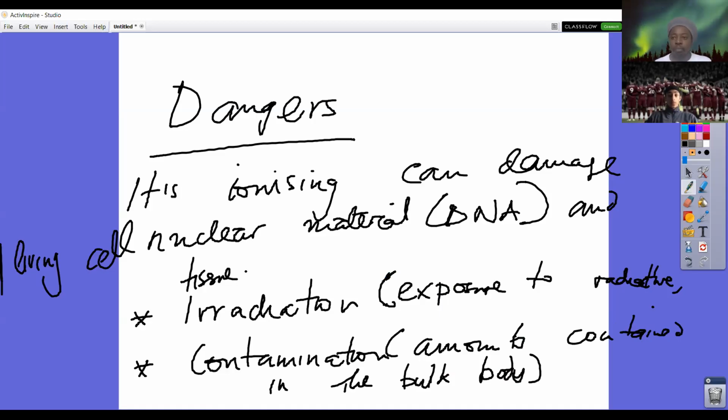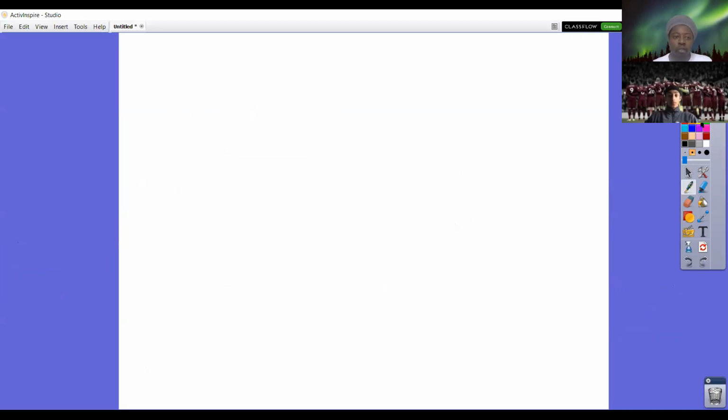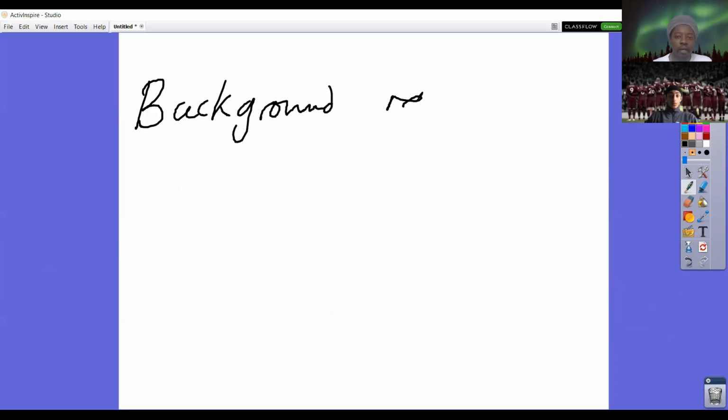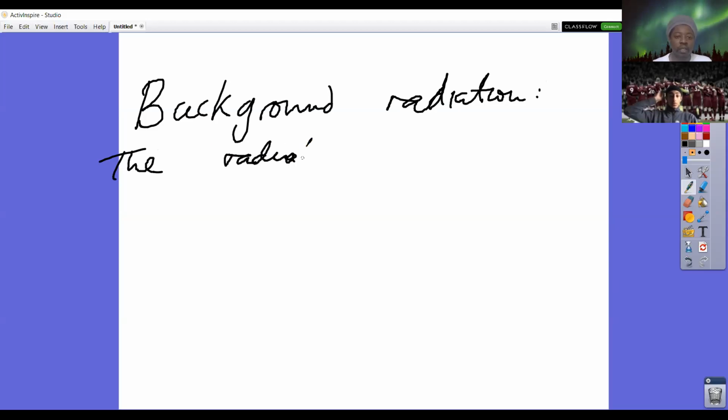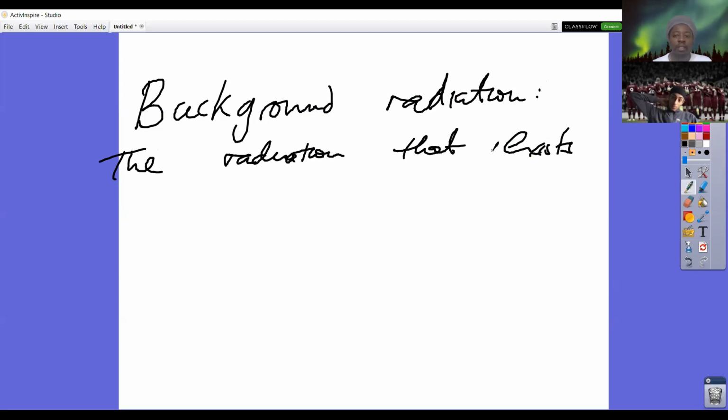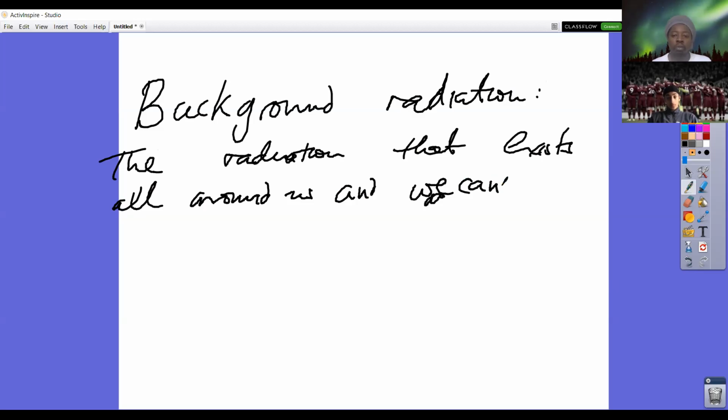Which now brings me to this interesting topic, because we are being irradiated as we speak, and that is because of something known as background radiation. So we can never escape from it. So what is background radiation? It's the radiation that exists all around us, and we cannot shield ourselves from it.